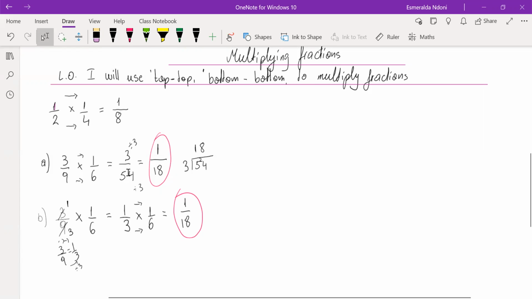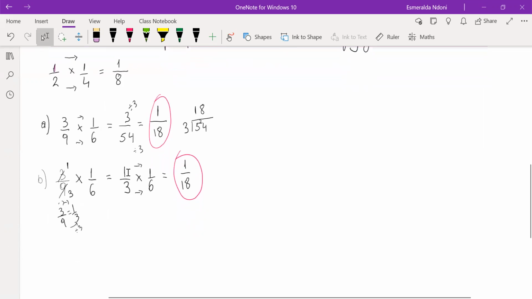I want to show you another way of doing the same question, so then you would not get stuck with multiplying fractions ever again. So if I have again the same question, 3 9s times 1 out of 6.